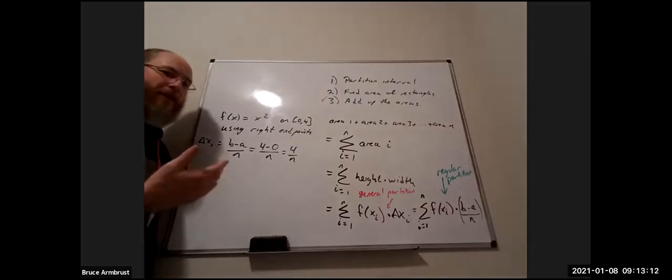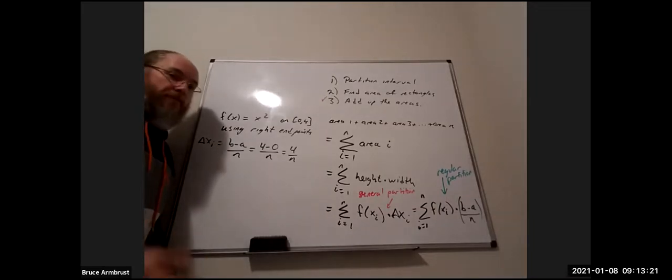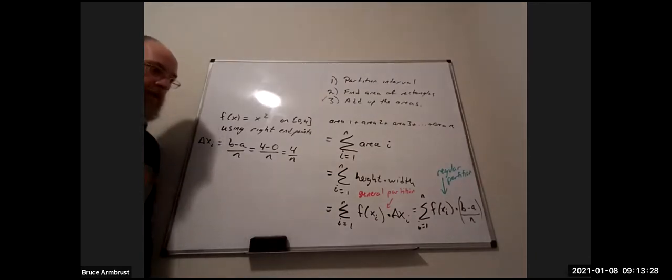And again, this kind of comes back to that question that Alexi had. What do you do when you have a number of intervals that doesn't divide evenly? Just do the division. It doesn't really matter. All right, so there are our widths.